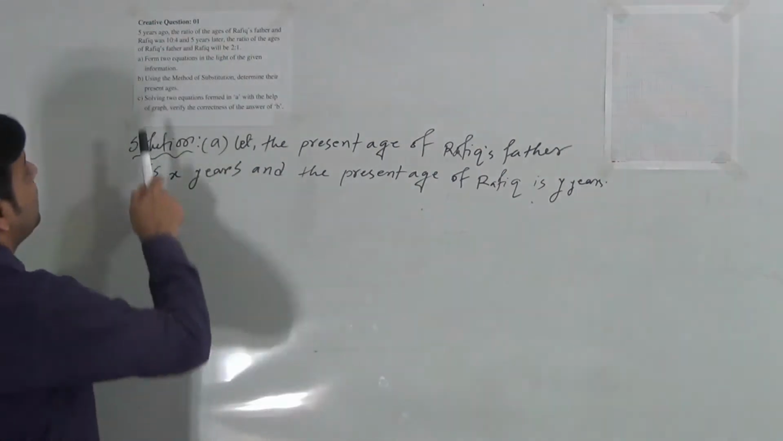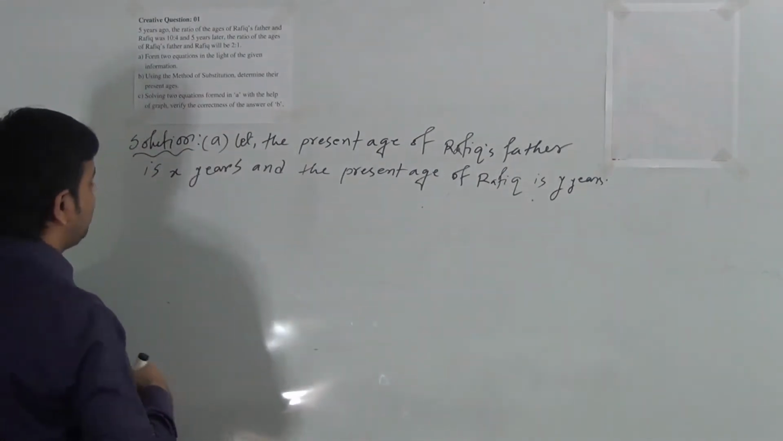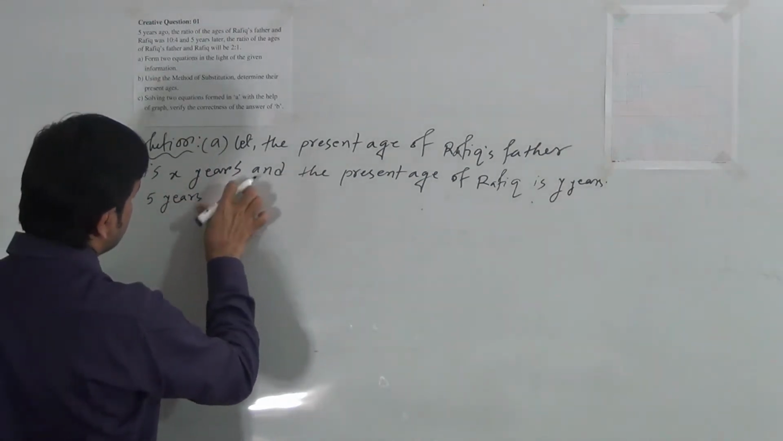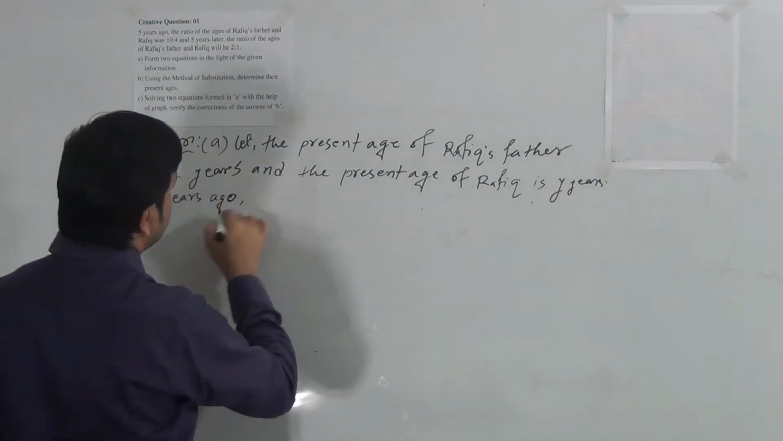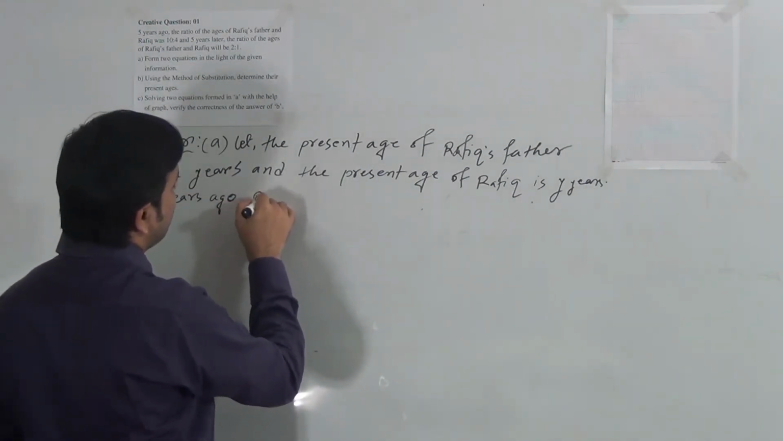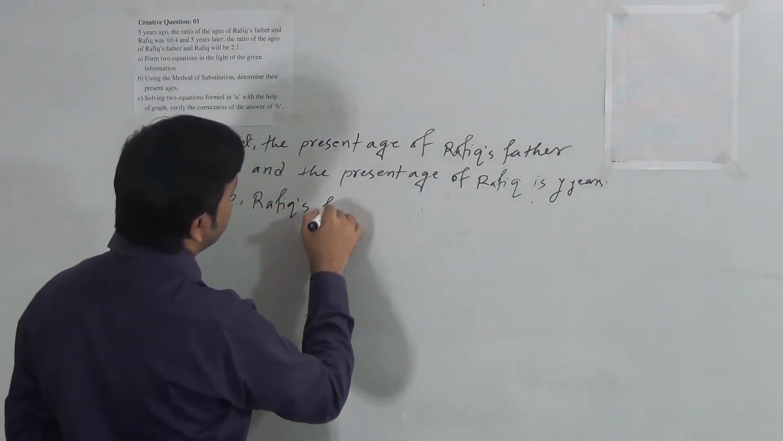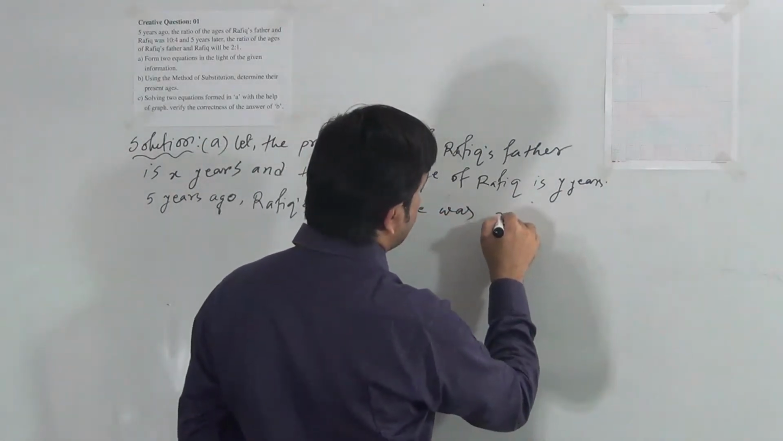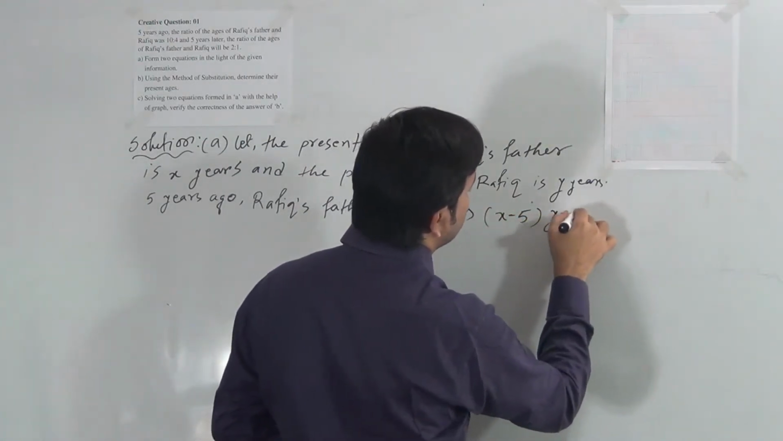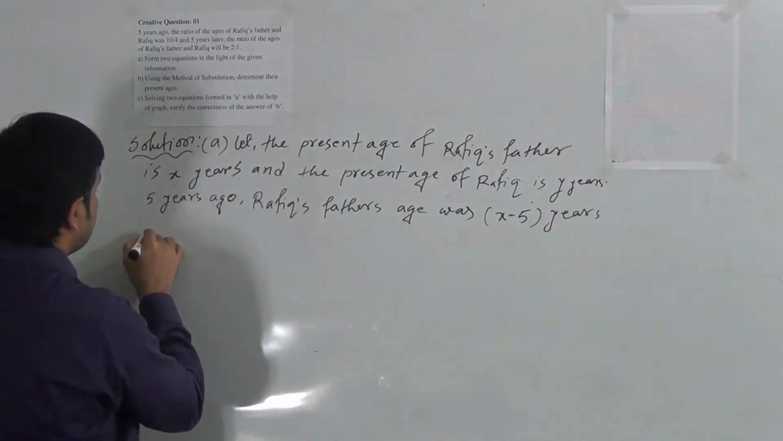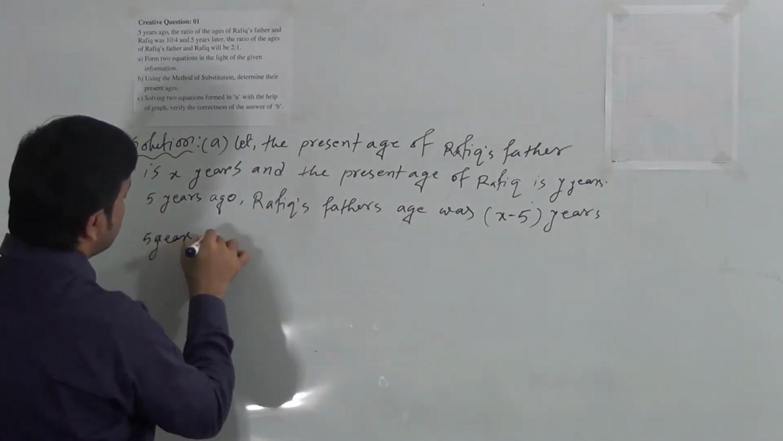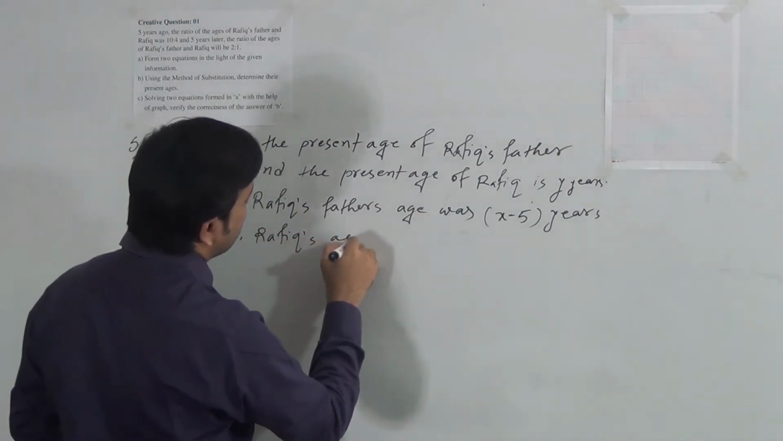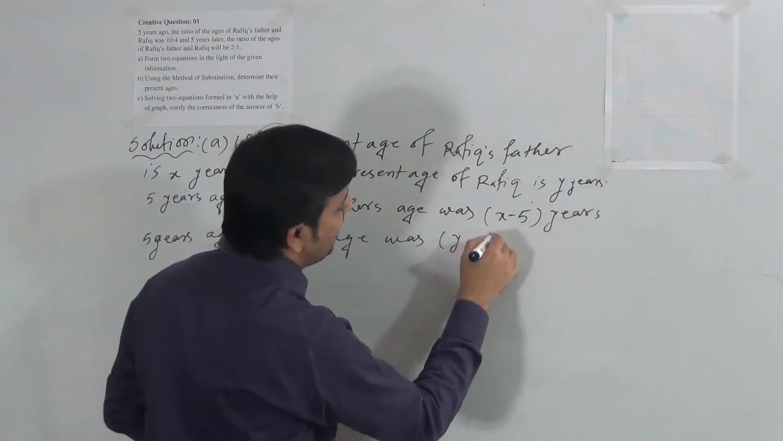Now according to the condition given in the scheme, we can say 5 years ago Rafiq's father's age was X minus 5 years. 5 years ago, Rafiq's age was Y minus 5 years.